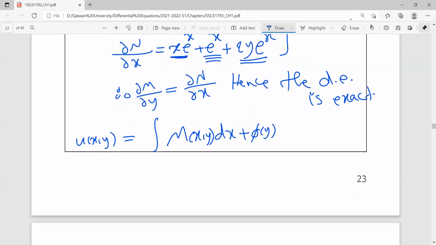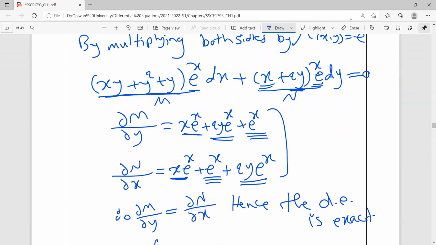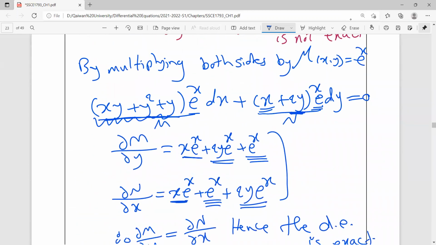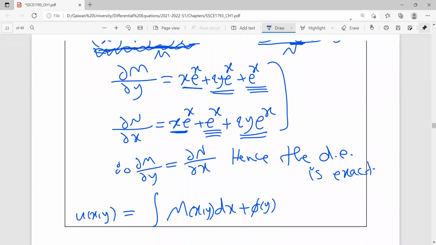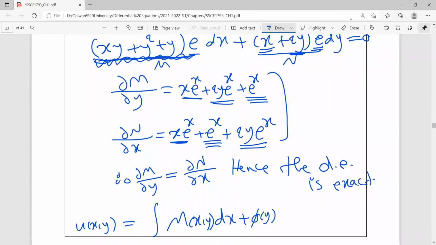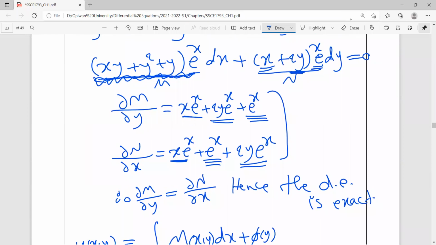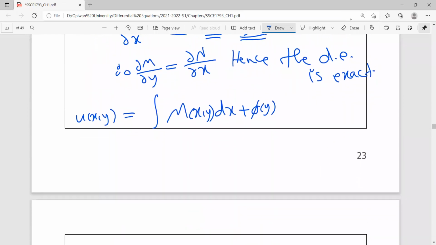Now we're going to find the integration of M. Which M? This one. You're going to find the integration for this one, not the above one, because this differential equation is exact, but the previous one is not exact. So we're going to deal with these M and N: xy plus y squared plus y times e to the power x dx plus phi of y.